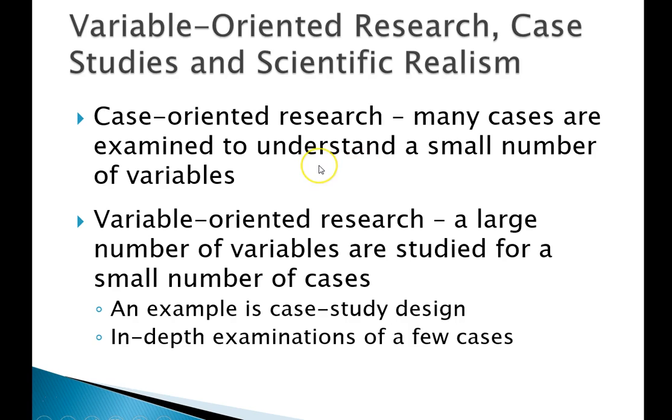There's also case-oriented research, where we talked about this, that many cases are examined so that you understand just a small number of variables. So you might just look at recidivism and sentence length, and that's all you're looking at. Or you might have variable-oriented research, where a large number of variables are studied for just a small number of cases. An example would be the case study design that's more in-depth. So you're just choosing, like a qualitative design, a group of offenders, or a small group of people, maybe even female police officers in a small rural area.